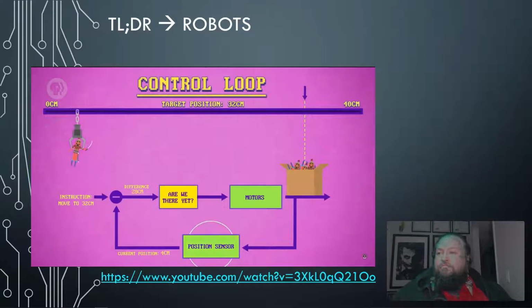First, sense the robot position. Are we there yet? Nope, so keep moving. Now sense position again. Are we there yet? No, so keep moving. Are we there yet? Yes, so we can stop moving and also please be quiet.